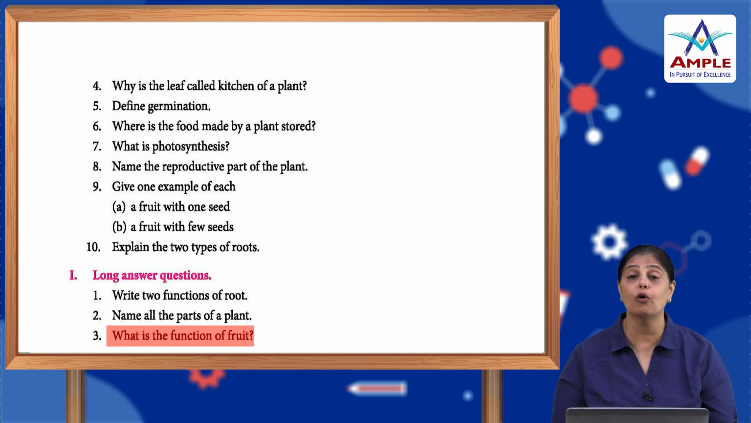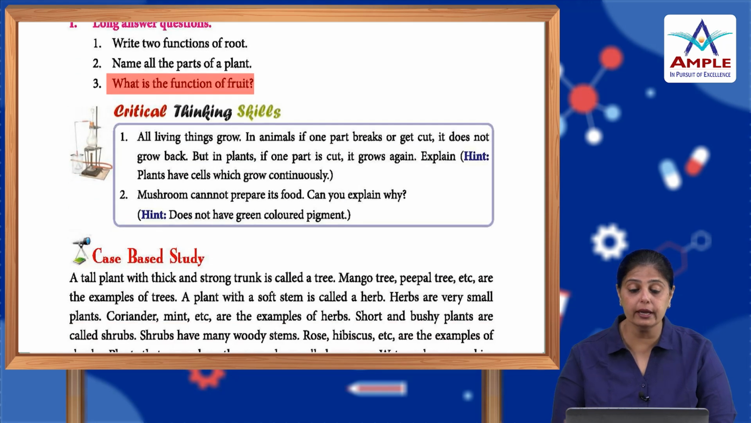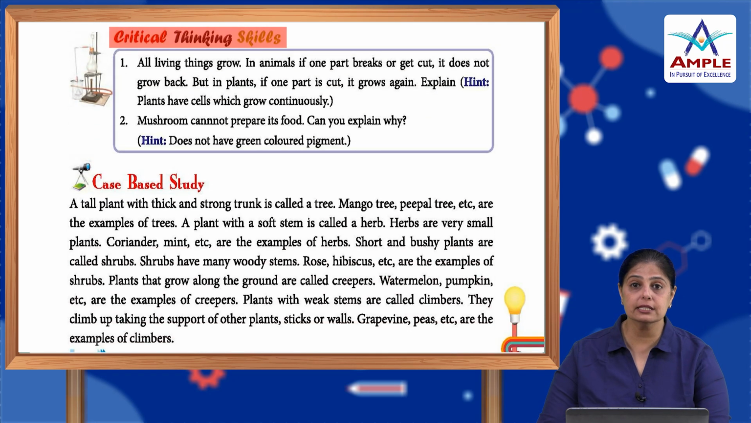You have to write it all in detail. Okay, what is the function of a fruit? The fruit is where the seeds are. Okay, the fruit is eaten by us. Okay, now critical thinking skills.